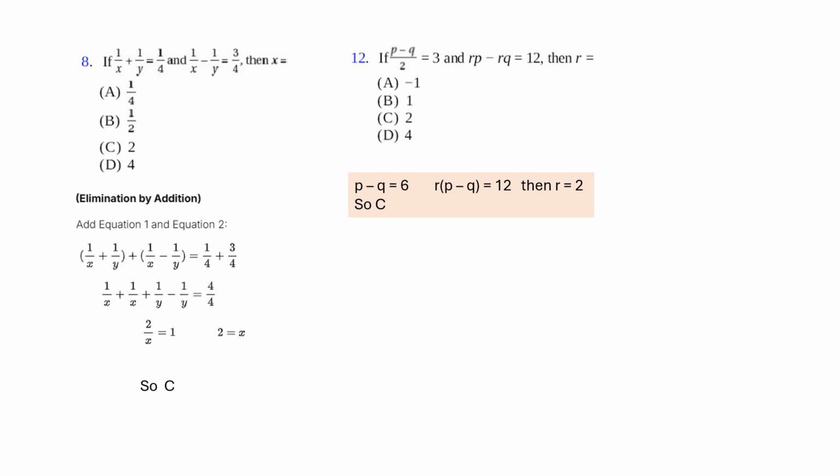So do cross multiplication from the first equation: P minus Q equals 6. Then for the other, take a common factor R from the second one. So now replace P minus Q by 6. So 6R equals 12. So R will be 2, which is answer C.